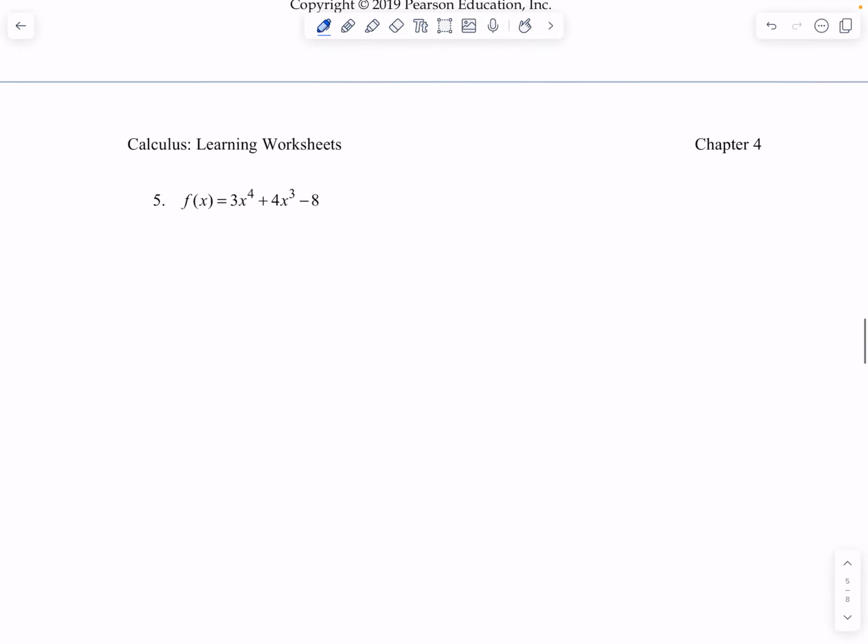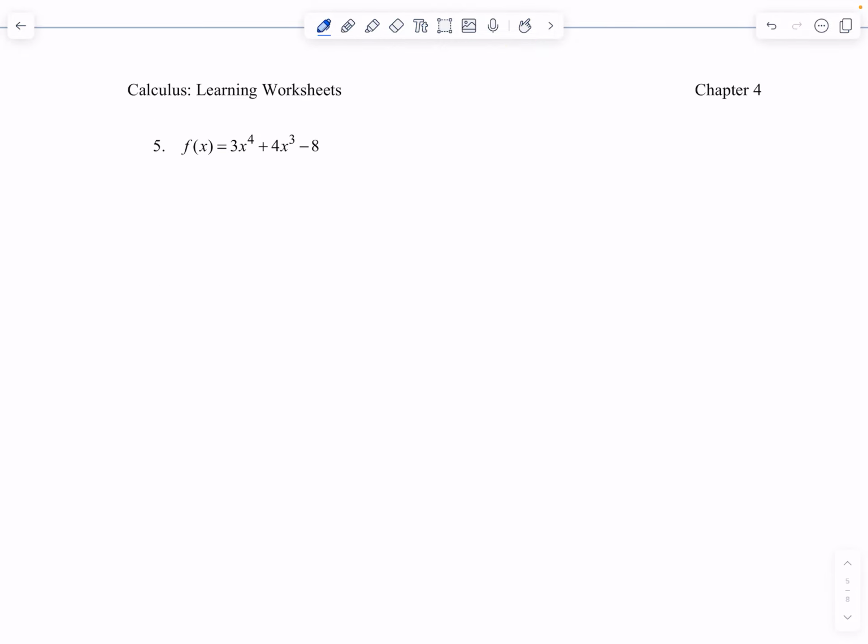Okay, let's look at another. f of x equals 3x to the 4th plus 4x cubed minus 8. Let's find our derivative. 3x to the 4th gives 12x cubed, 4x cubed gives 12x squared. Derivative of 8 is 0.